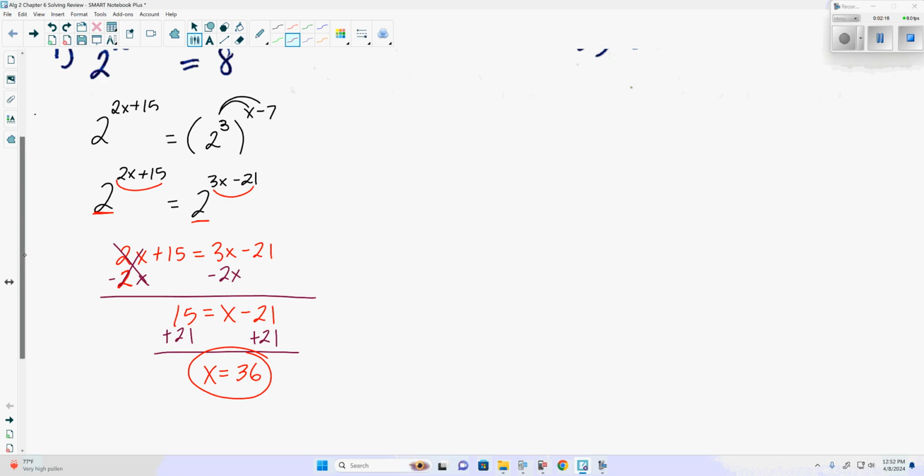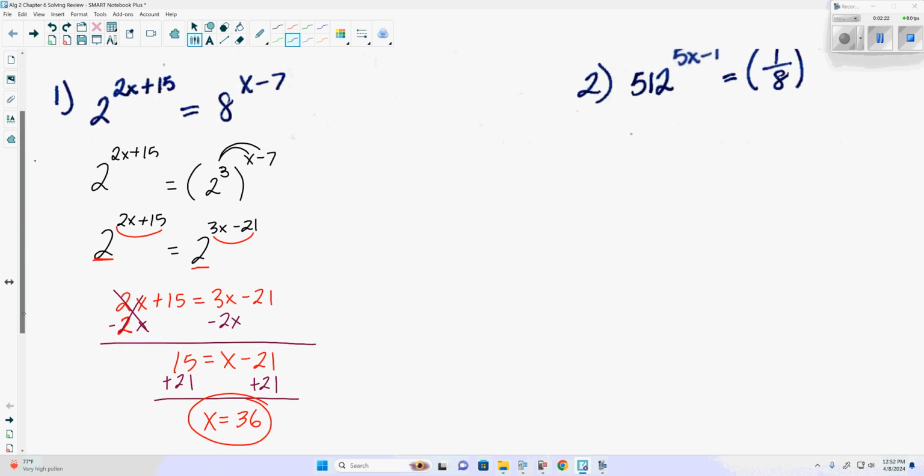Questions on this here? Are you ready for the next one? Okay. Now this is not a method that will always work. It will work on this test, but it's not something that always works. But a good way to determine if we need to get the bases to be the same, and if it's possible to get the bases to be the same, is if there's variables in both exponents.